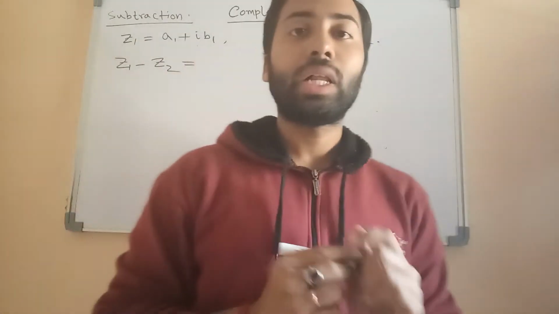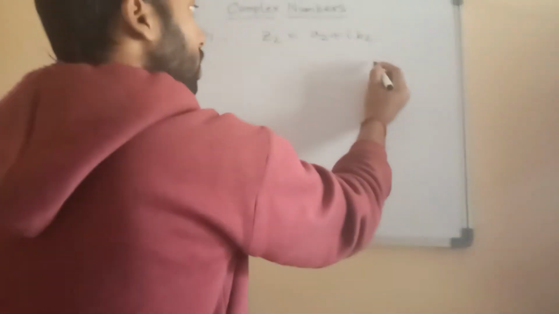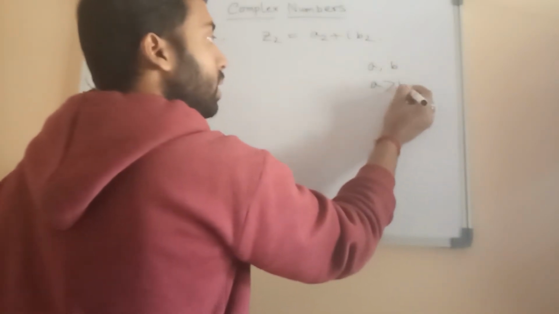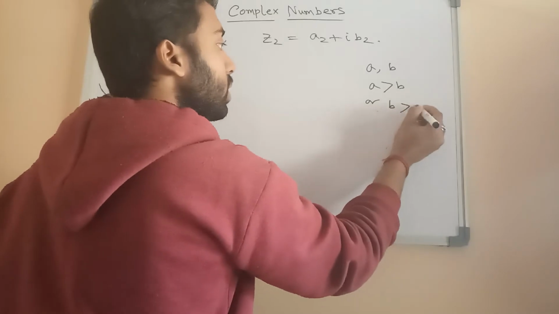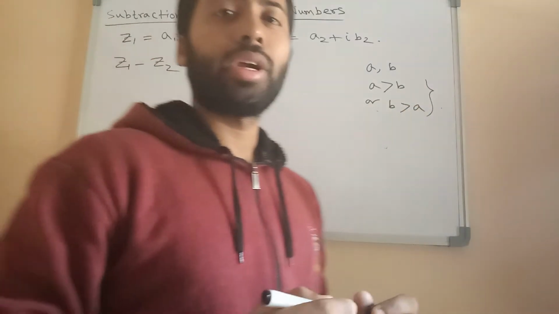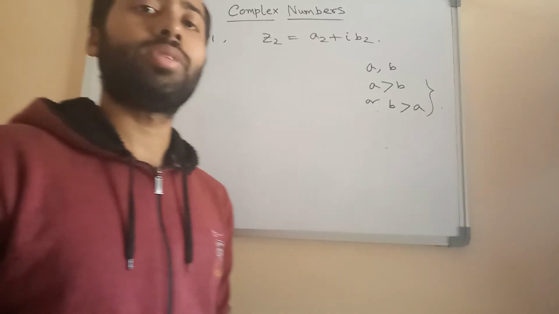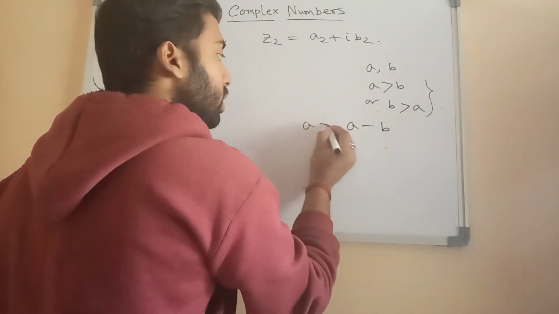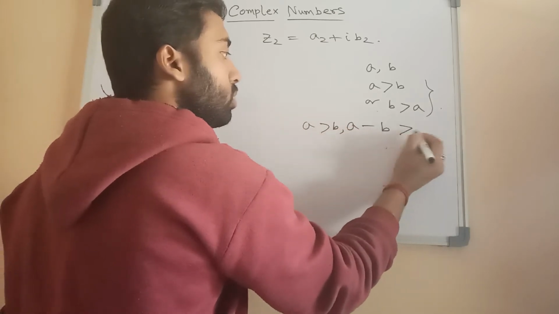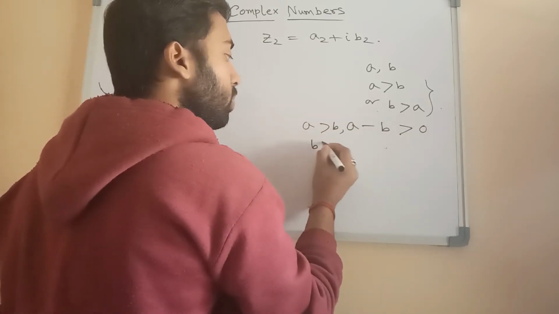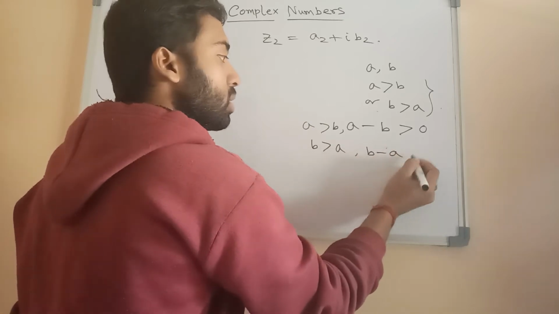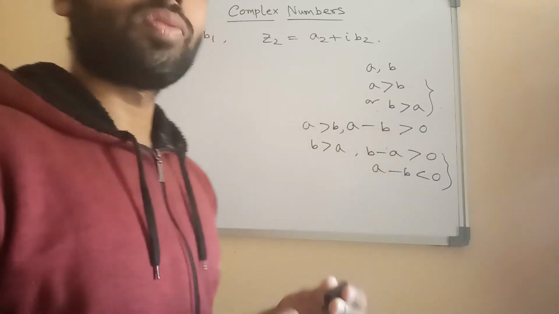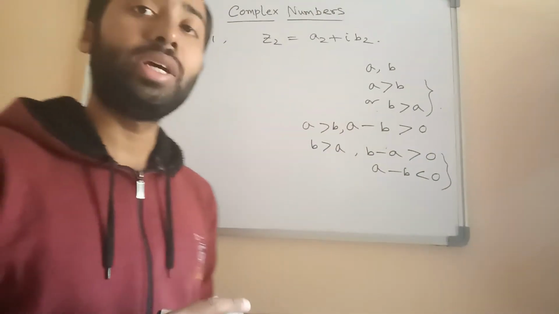Actually, in case of real numbers, if we write two real numbers like a and b, then we can say a greater than b or b greater than a. This type of property, the greater than, less than property, holds in case of real numbers. Then if a greater than b, a minus b will be greater than 0. If b greater than a, then b minus a greater than 0, a minus b less than 0. This type of thing holds in case of real number system.